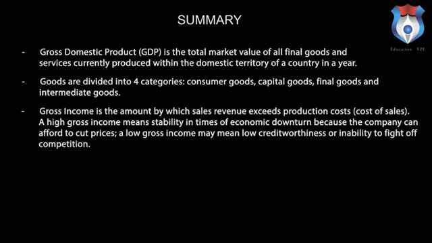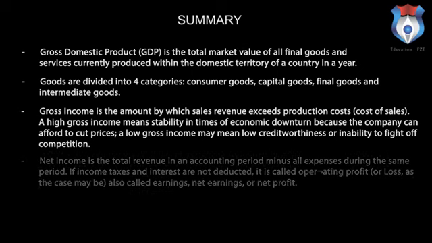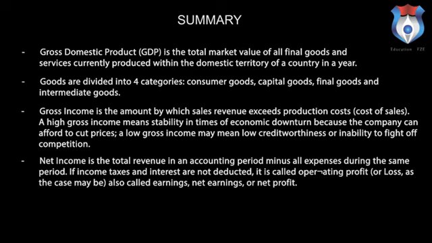Gross income is the amount by which sales revenue exceeds the production cost of sales. A high gross income means stability in times of economic downturn because the company can afford to cut prices. A low gross income may mean low creditworthiness or inability to fight off competition. Net income is the total revenue in an accounting period minus all expenses during the same period. If income taxes and interest are not deducted, it is called operating profit or loss, as the case may be, also called earnings, net earnings, or net profit.